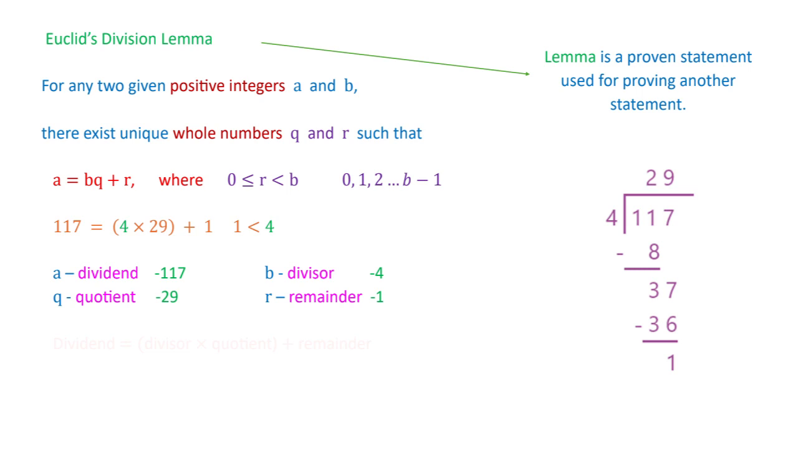So in these terms, we can write this statement a is equal to bq plus r in this form: dividend is equal to divisor into quotient plus remainder. Based upon this formula, we are going to solve certain examples.